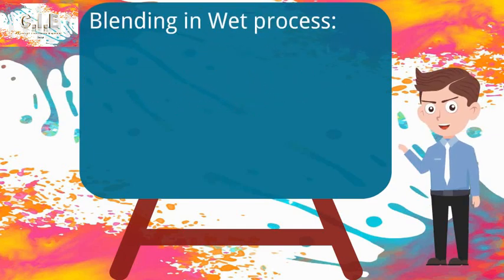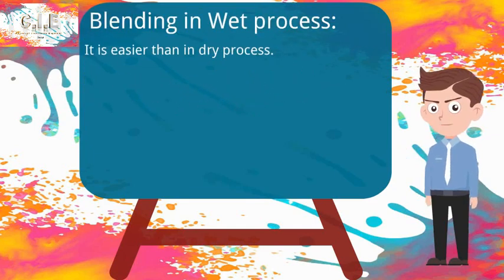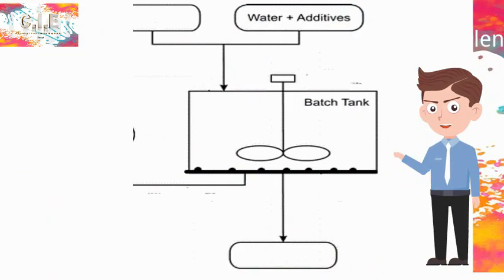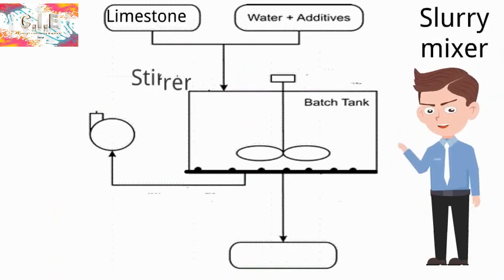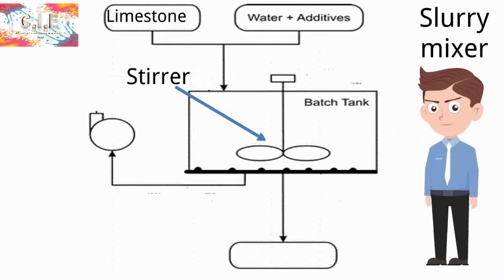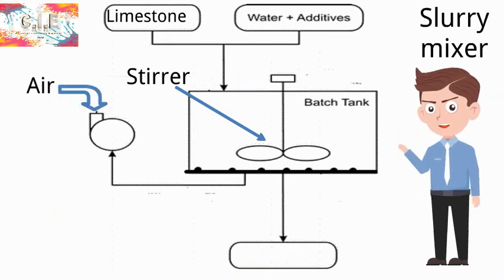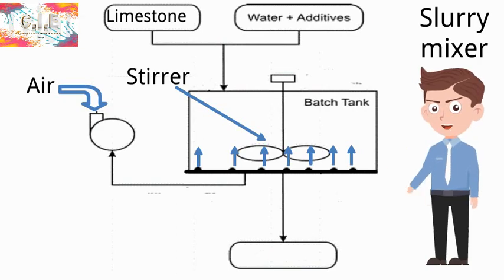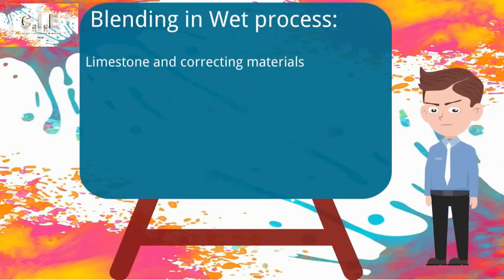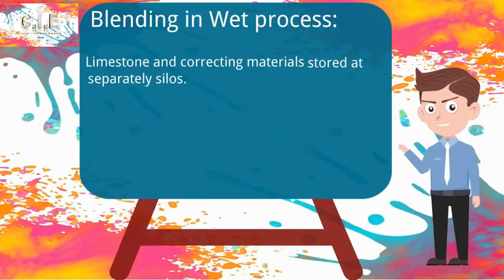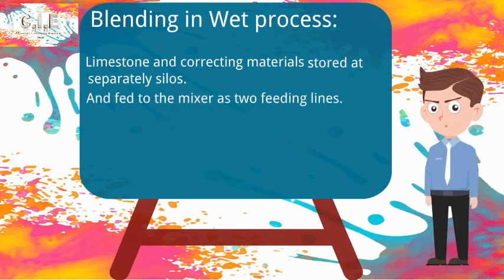In the wet process, it's easier than in the dry process, and that gives the wet process more lifetime. It's done by a slurry mixer, where the slurry is mixed by a slow stirrer in the center of the mixer, and compressed air bubbles from the bottom through the raw meal and blends it. Limestone and correcting materials are stored in separate silos and then fed to the mixer in specific proportions to be blended.